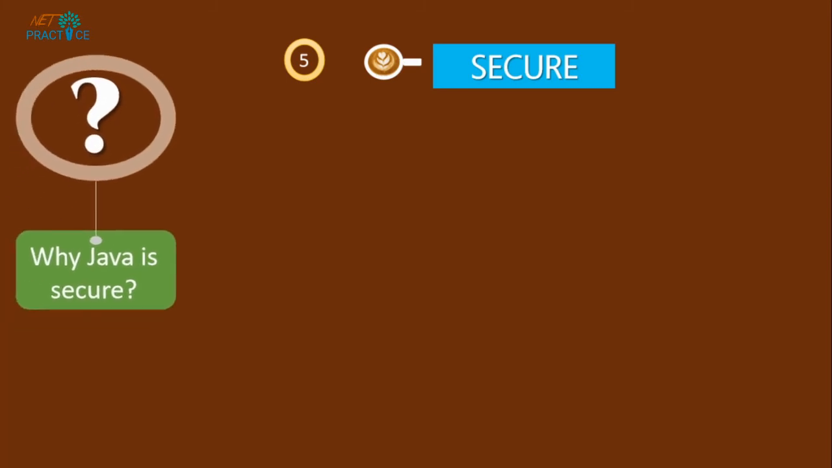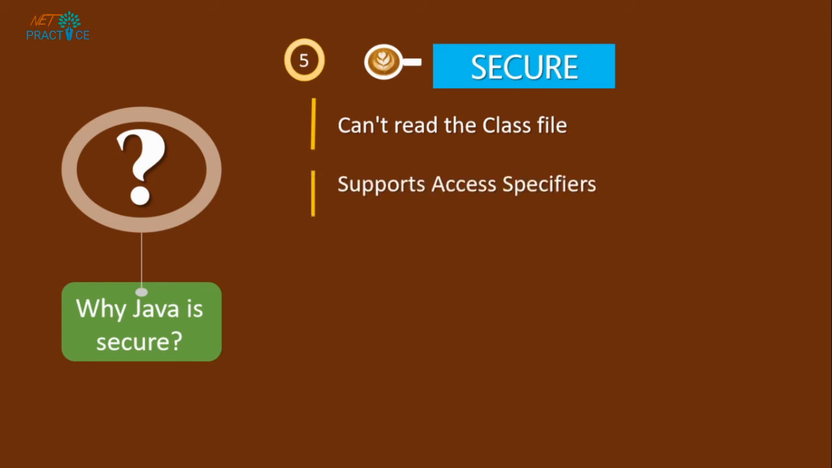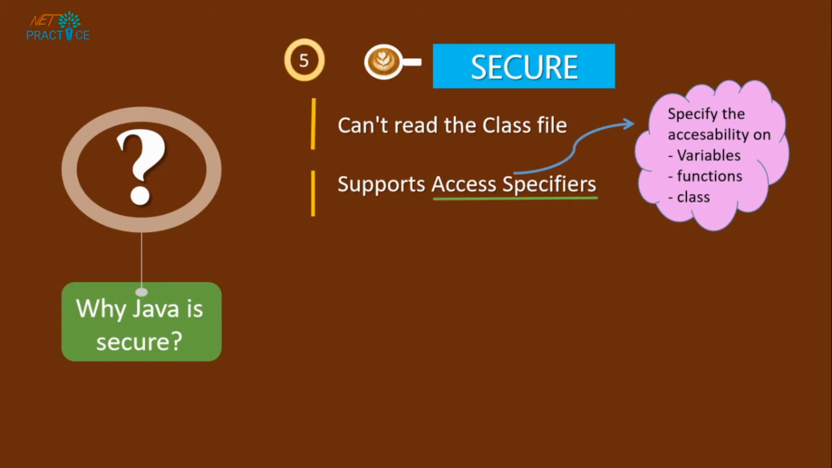So next, Java is secure. Now, why is Java secure? Java is secure because you cannot read the class file. When the Java source code is compiled, it produces the class file, and that class file cannot be read. And Java supports access specifiers. What do you mean by access specifier? That means it specifies whether you can access the variable, function or class. So it provides access specifiers like public, private, protected. By using these, you can secure your Java code.